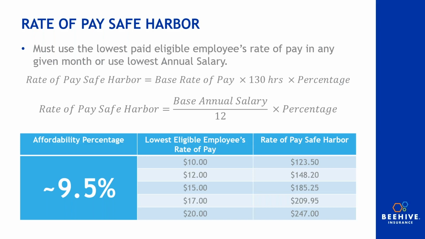You are also using the lowest rate of pay that that employee has in that month. Even if they work 200 hours at $20 an hour and 2 hours at $10 an hour, their rate of pay for that month is considered to be $10 per hour. So you can see how this can be a slightly more forgiving safe harbor than the rate of pay safe harbor because it is larger.